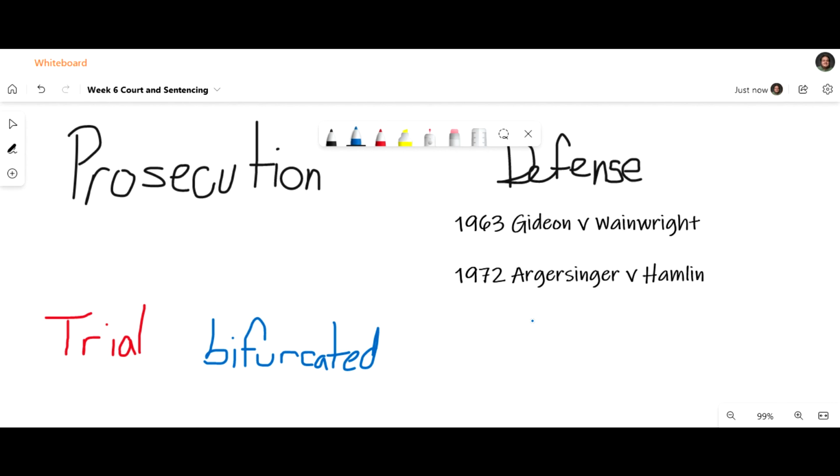Obviously, after a trial is completed, there's post-trial motions. These tend to be retrial in like all cases. Then is the sentencing part, which in most jurisdictions, the judge is in charge of imposing criminal sentences.